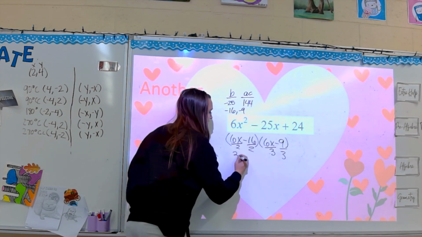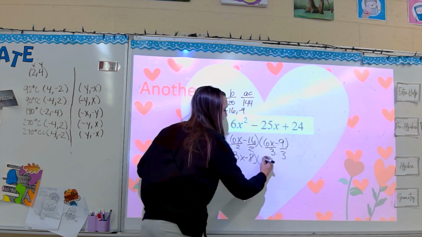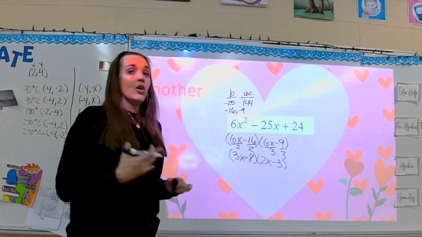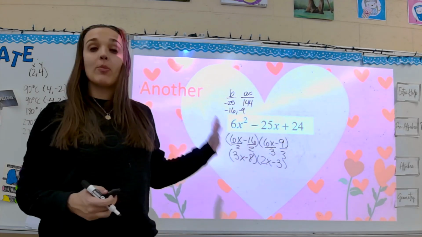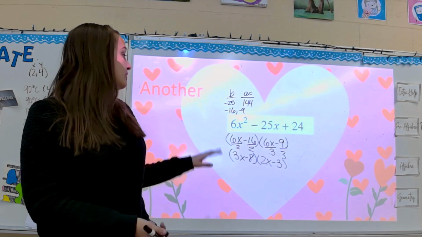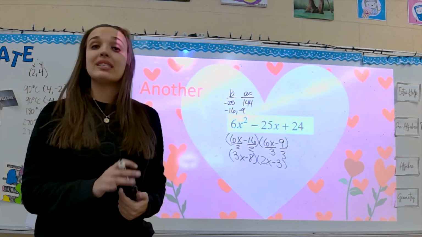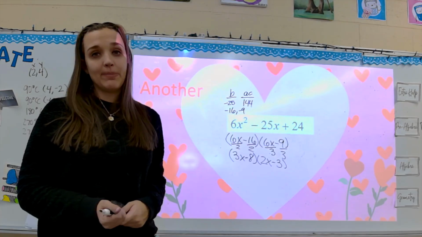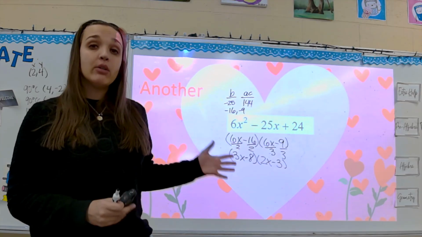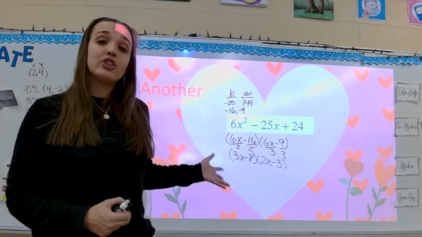So I get 3x minus 8. I divide by 3, I get 2x minus 3. Once again, that's my factor form. It asks me to factor. That would be my final answer. But if they ask me for my zeros, it would be 8/3 and 3/2 because I set both of those binomials equal to 0 and solve that two-step equation. So I hope these were helpful to determine how to factor in a quicker, efficient manner when our A value is not 1.